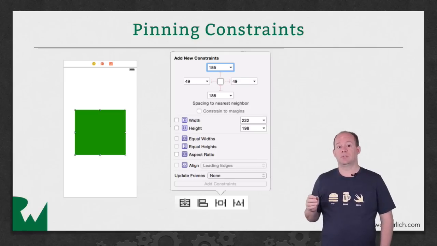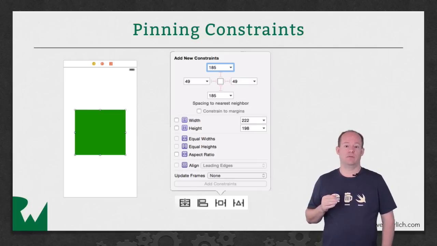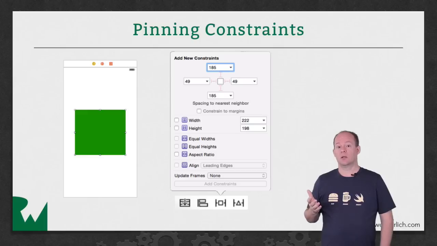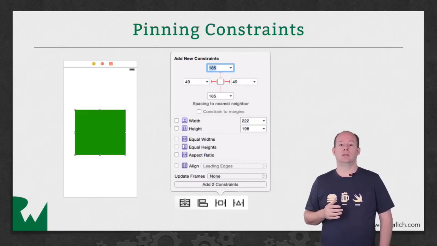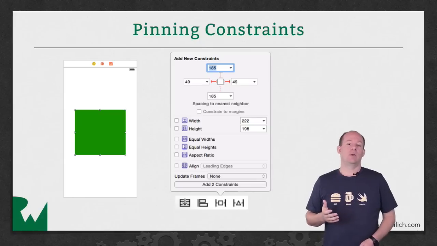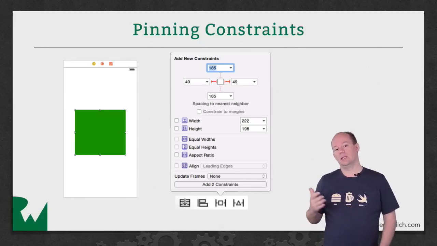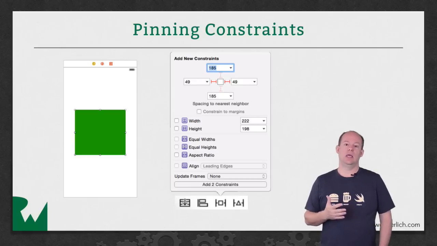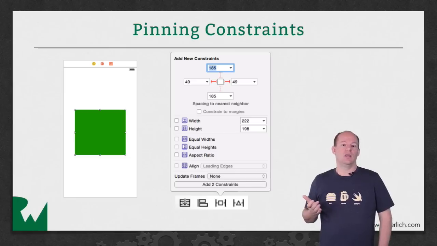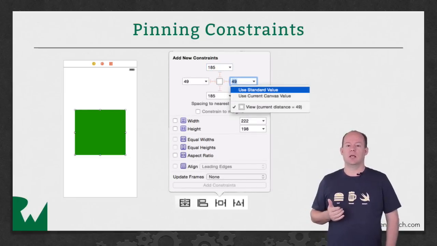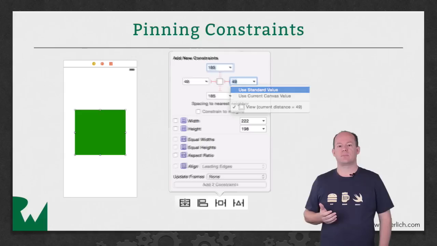The four I-beams represent constraints on all four edges of the view. To create a constraint, click the I-beam for the edges you want, and the red dotted line will turn solid. The text field next to the I-beam represents the distance for the constraint. So here, you would be creating a leading constraint and a trailing constraint, each 49 points from the super view. To change the distance, you just type in a new value. You can also click the arrow for more options, and I'll talk more about those in the demo.